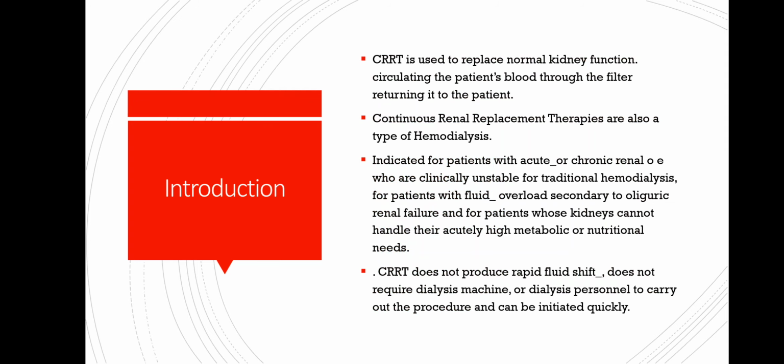CRRT is used to replace normal kidney function, and it circulates the patient's blood through a filter and returns it into the patient. Continuous renal replacement therapy is also known as a type of hemodialysis. It is indicated for patients with acute or chronic renal failure who are clinically unstable for traditional hemodialysis, and for patients with fluid overload.